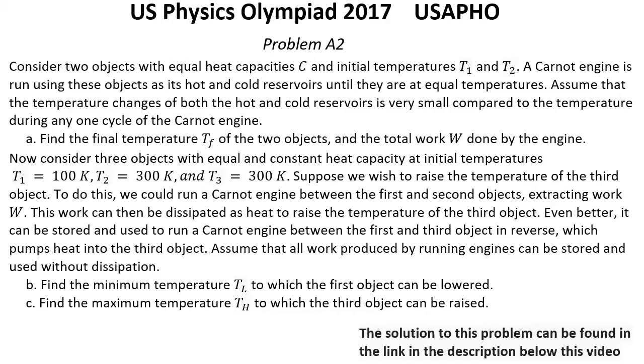Suppose we wish to raise the temperature of the third object. To do this, we could run a Carnot engine between the first and the second objects, extracting work W. This work can then be dissipated as heat to raise the temperature of the third object. Even better, it can be stored and used to run a Carnot engine between the first and the third object in reverse, which pumps heat into the third object. Assume that all work produced by running engines can be stored and used without dissipation.